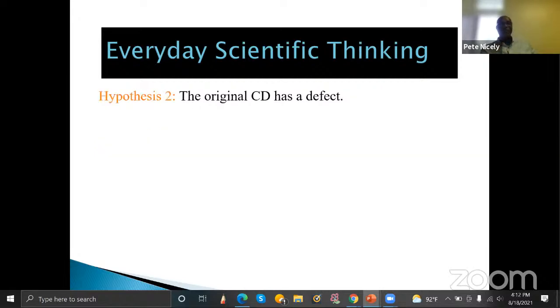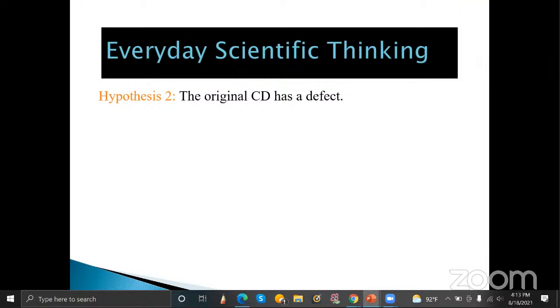Now, the second hypothesis is one that was mentioned before by, I don't know who it was, but in any case, and that is that something is wrong with the CD itself. So my question to you now is, how do you test for this particular hypothesis? How do you determine whether or not it's the CD itself that is defective? Anybody?